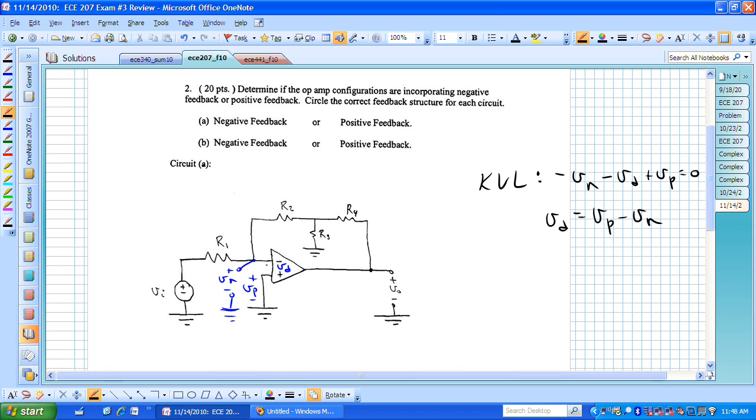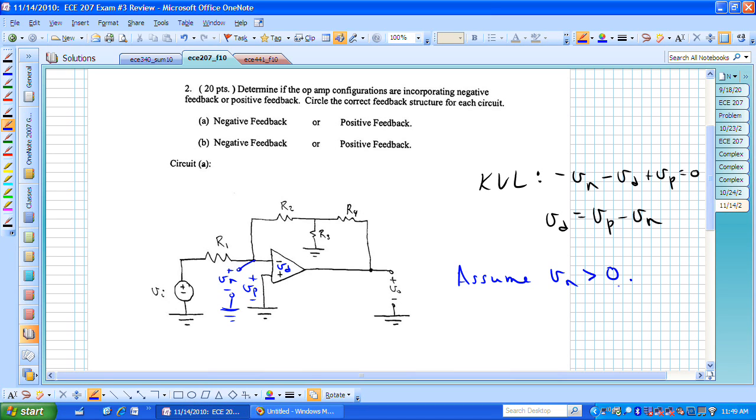Let's now just assume, for argument's sake, that we are applying a voltage VI, which will result in a voltage V sub N at the inverting terminal of our op-amp. V sub P, I hope you can see, is actually equal to 0 in this case because it's tied directly to ground. Let's assume, again, we're trying to find whether this circuit is connected in a negative feedback or positive feedback configuration. Let's make the assumption that V sub N is positive.